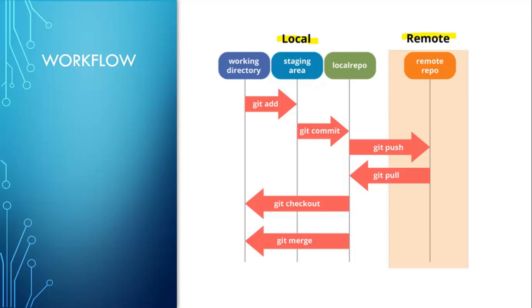First of all I'm going to explain local. Here we have a working directory, then a staging area, and the local repository. What is the working directory? It means the directory where the developer is working on the system. Once Git is installed, we make the working directory a Git repository using git init.